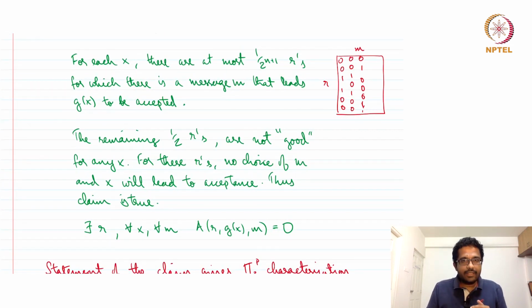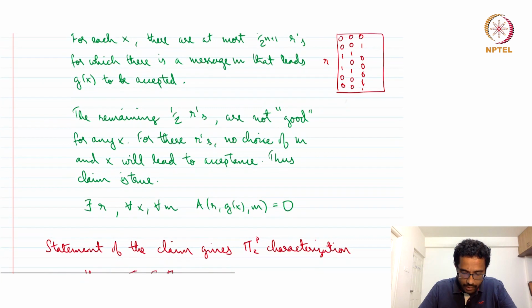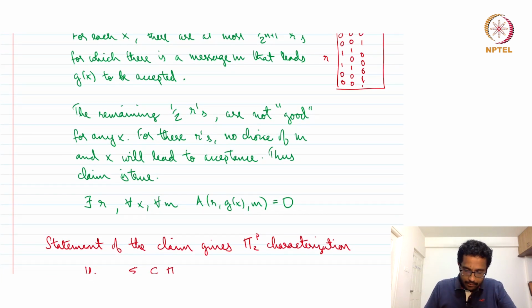So for these r's, no choice of m and x will lead to acceptance. I don't even need half the r's. All I need is that there are rows which will not be accepted for any x and any m.